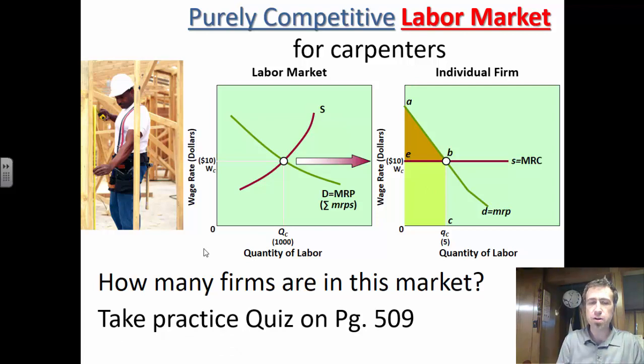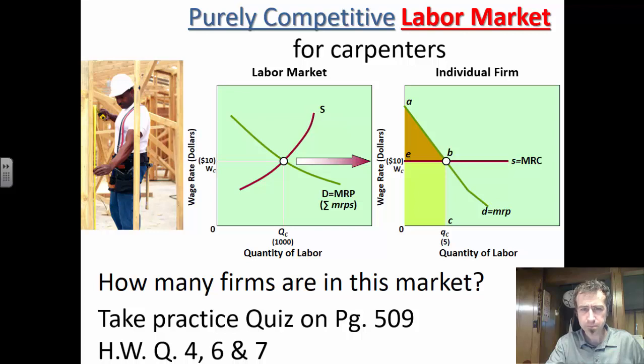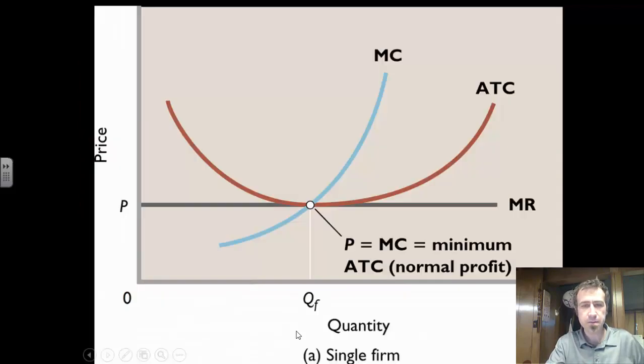And if you'd like to practice understanding these graphs some more, go on page 509. There's a practice quiz with a key on it. And normally I would assign homework study questions 4, 6, and 7 for chapter 26. So feel free to look at that if you'd like to.